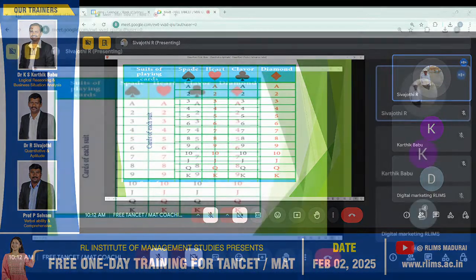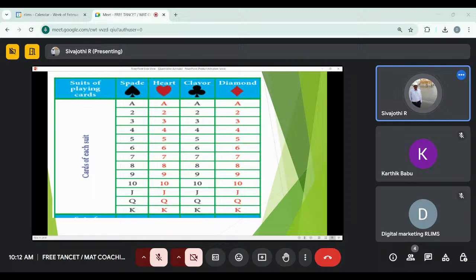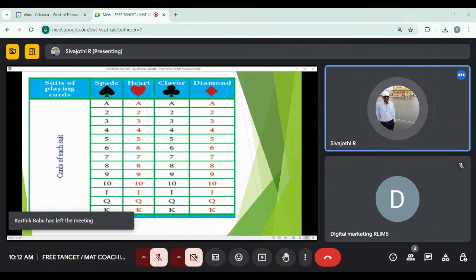In the same manner, the chance of getting a black card is 26 by 52, which is 1 by 2. It's clear. So the first question was to get a red card, the second question was to get a black card. The probability is 1 by 2.